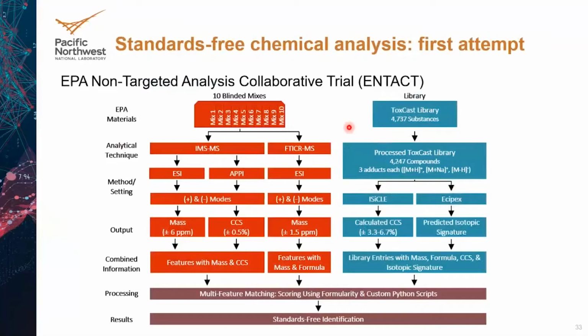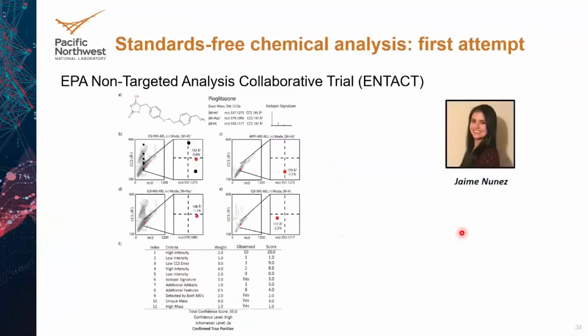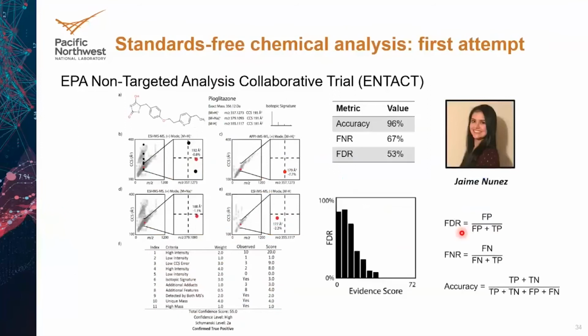We used a combination of ion mobility and Fourier transform ion cyclotron resonance mass spectrometry, and generated predictive data. We didn't use data from analysis of authentic compounds. We used a reference library that was entirely comprised of predicted values. So we predicted CCS and isotopic signature and mass, which are more or less trivial predictions compared to CCS. And our results were good and bad.